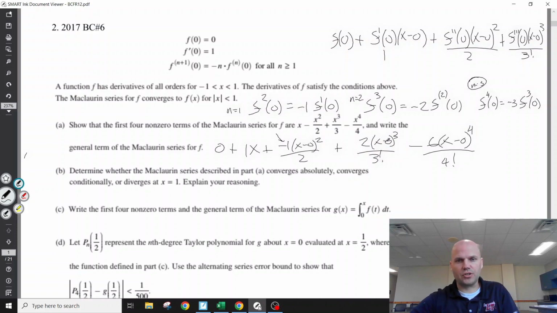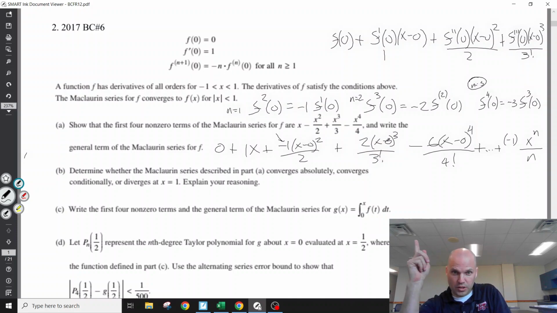You need to write the general term. It's a little tricky, but do your best. You can see the power and the value are aligned. So I'm going to say it's x to the n over n. I need to alternate. If I plug in 1 to start, we need a positive. So I'm going to do n plus 1 to make sure I have -1 squared for the first one. And then I'm good.